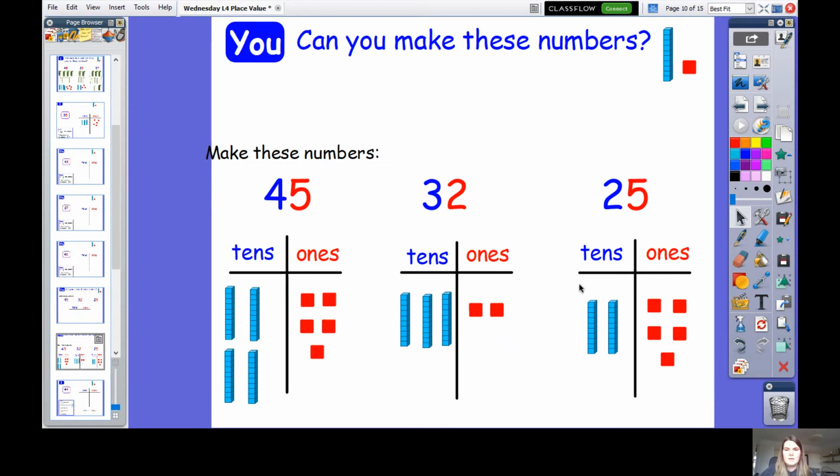And what did we get for 25? How many tens did you put in? 2 tens. Very good. And how many ones? 5 ones. Let's count to make sure. 21, 22, 23, 24, 25. Well done. You used your place value chart to make these numbers. Superstars.